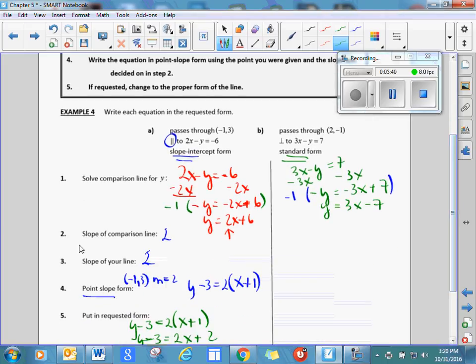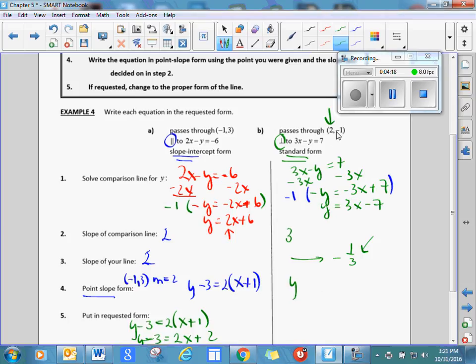Now we're ready for step 2. Slope of the comparison line. So our given line, the one that we just transformed to slope-intercept, has a slope of 3. The line we want is a perpendicular line. So it is going to have a slope of negative 1 over 3, the negative reciprocal of the original slope. Now it says write in point slope form. We've got the point, we've got the slope, and we're ready to write it in point slope form.